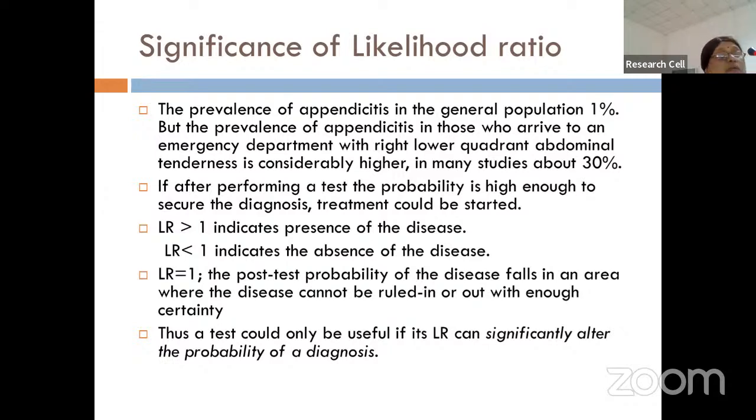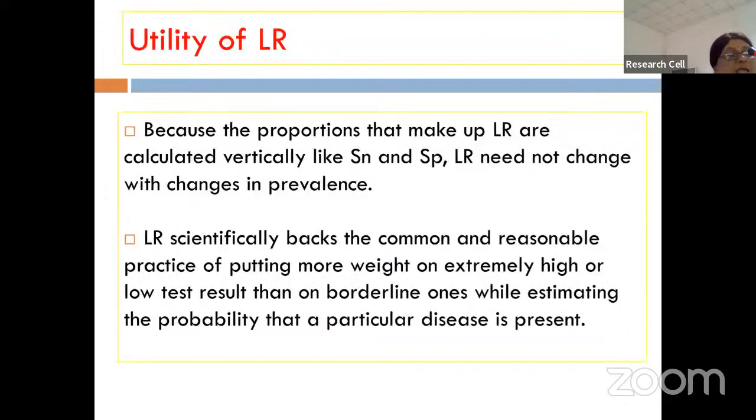So if the likelihood ratio is more than one, it indicates the presence of a disease. Suppose you perform a test on a patient having right abdominal pain, and the likelihood ratio comes more than one, you can directly go for the treatment. If the likelihood ratio is less than one, it indicates the absence of a disease. Thus, a test is only useful if the likelihood ratio is either more than one or less than one. If it is equal to one, it is not much significant.